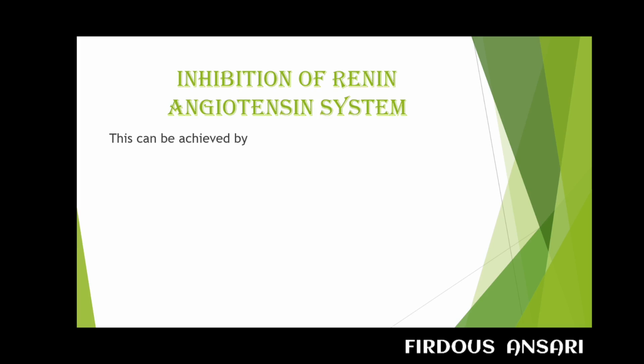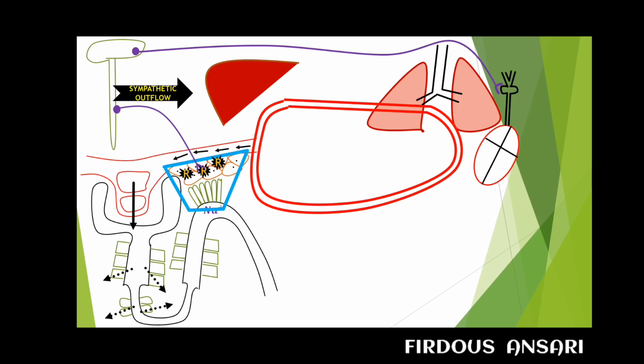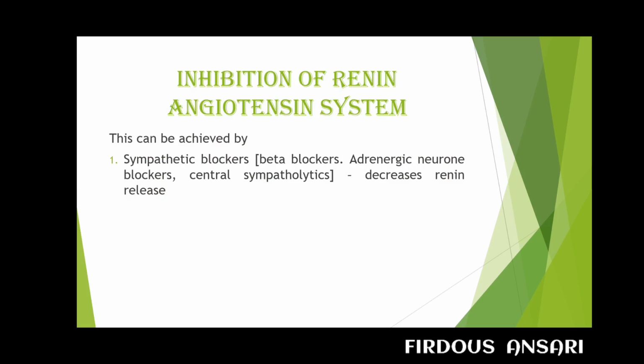This can be achieved by the first class of drugs, which are sympathetic blockers: beta blockers, adrenergic neuron blockers, or central sympatholytics that decrease the renin release. So this is the adrenergic neuron, and if we inhibit this neuron, which is responsible for the release of renin into the blood circulation, by this also we can inhibit this renin-angiotensin system.